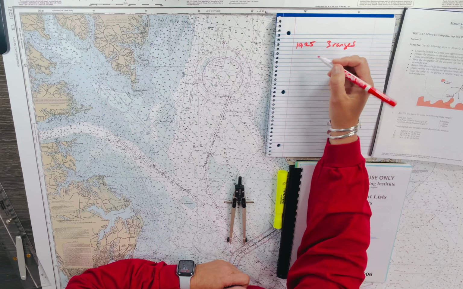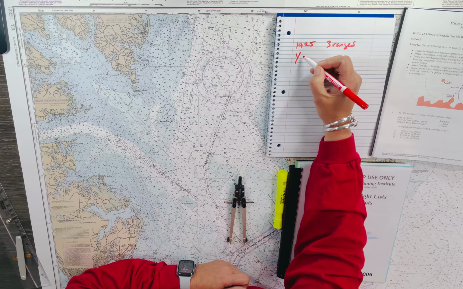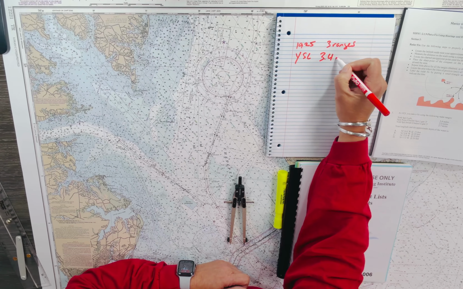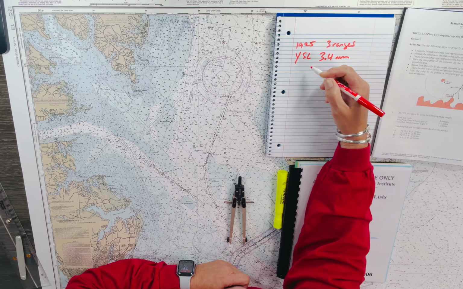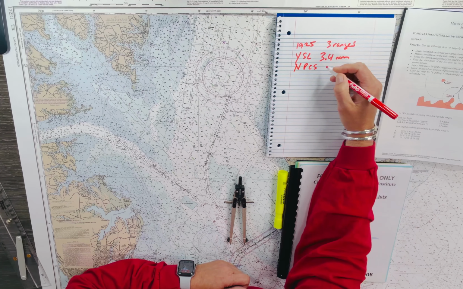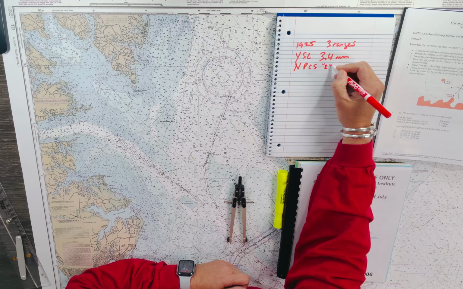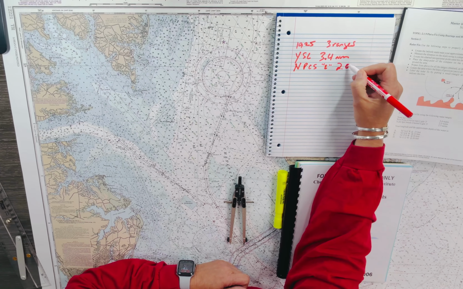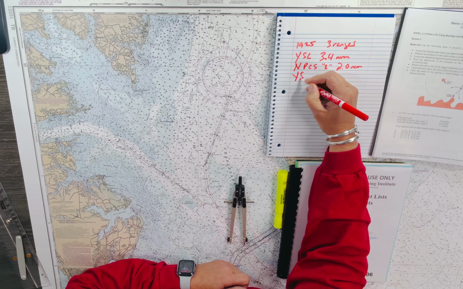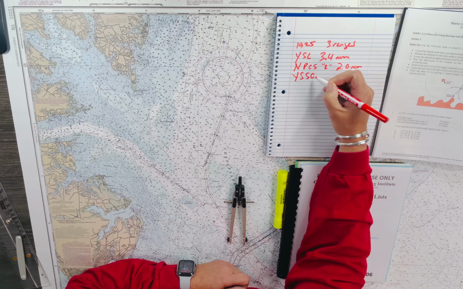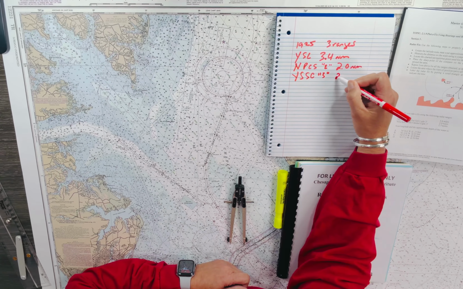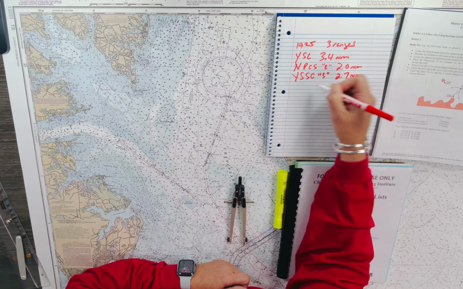Now, the first point is York Spit Light at 3.4 nautical miles. New Point Comfort Spit Light number 2 at 2 miles. And then York Spit Swash Channel Light number 3 at 2.7 nautical miles.